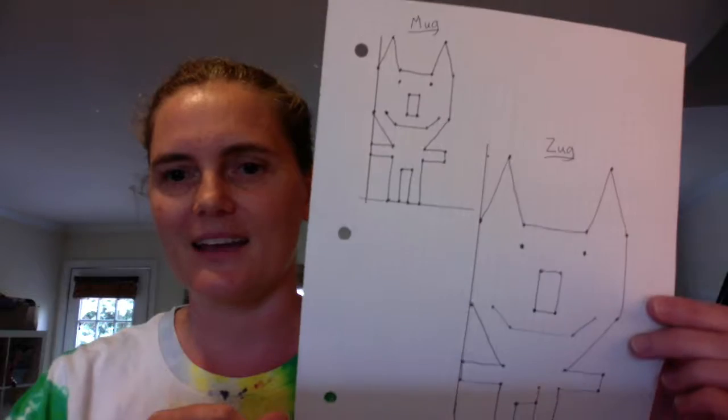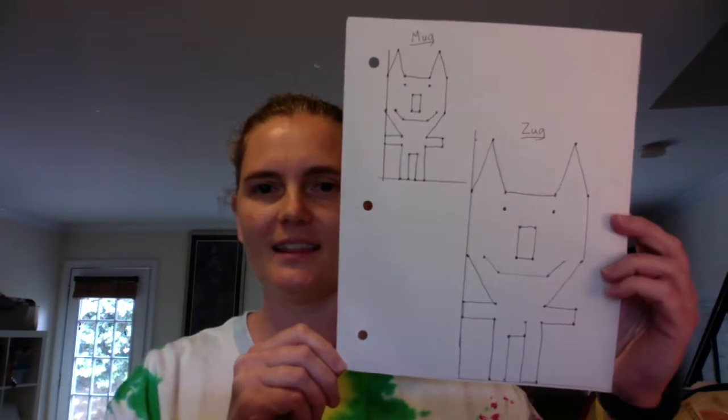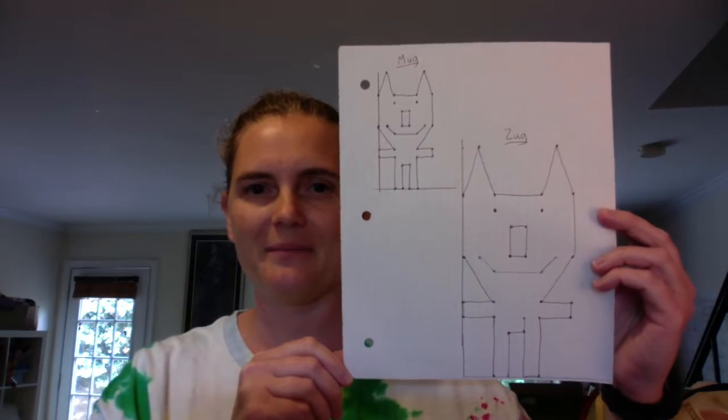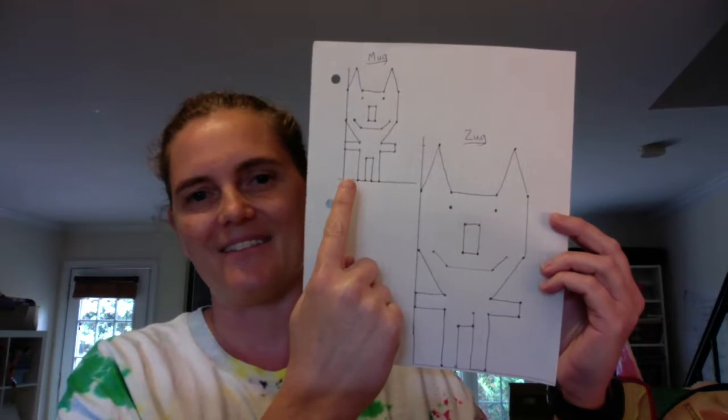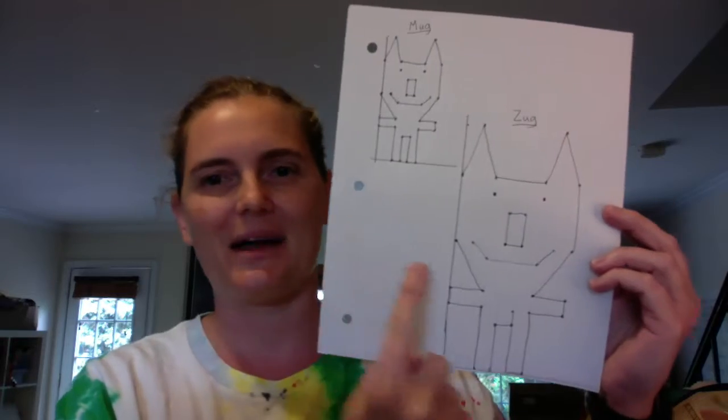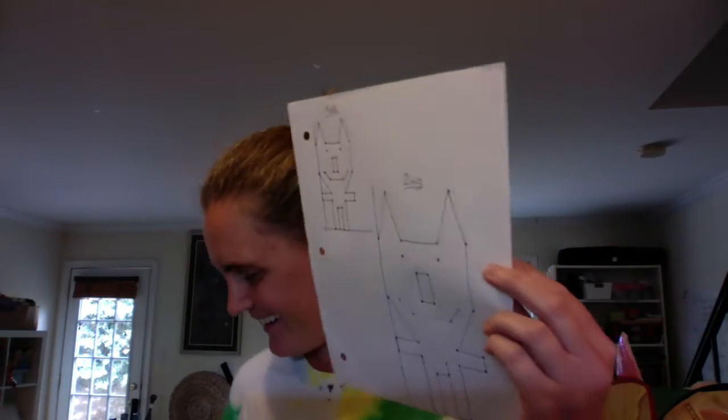So here is a little family. These are 2 members of the Wump family. I started with coordinates for Mug and doubled all of those coordinates. So I wound up with Zug. You want to look? You want to see Mug and Zug? Here, come on.